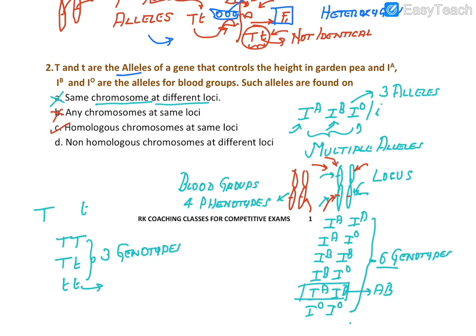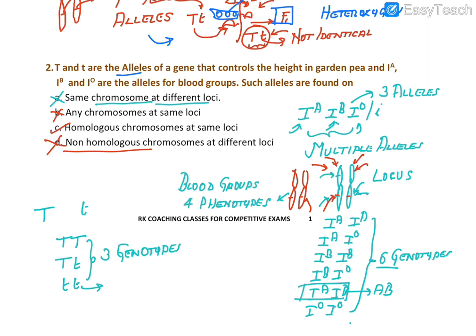The chromosome that comes from the sperm is called paternal. The chromosome that comes from the ova is called the maternal chromosome. Such chromosomes are called homologous chromosomes. So if you take the fourth one, non-homologous chromosome, if they are present on non-homologous chromosomes, we don't call them alleles. So even this one is wrong. So the right one will be C.